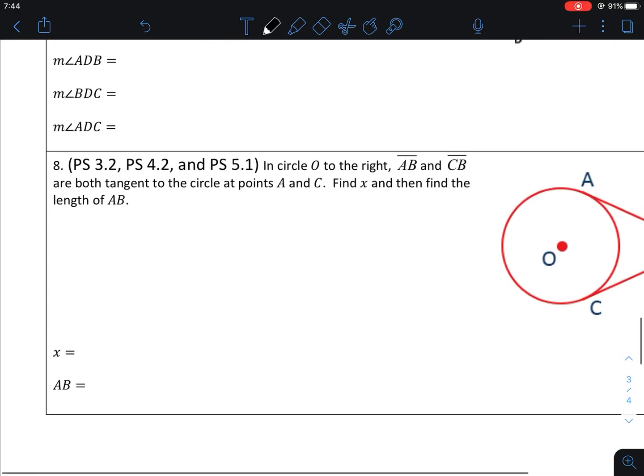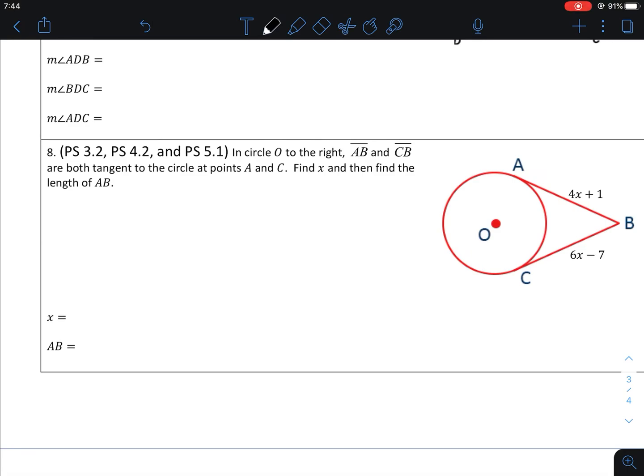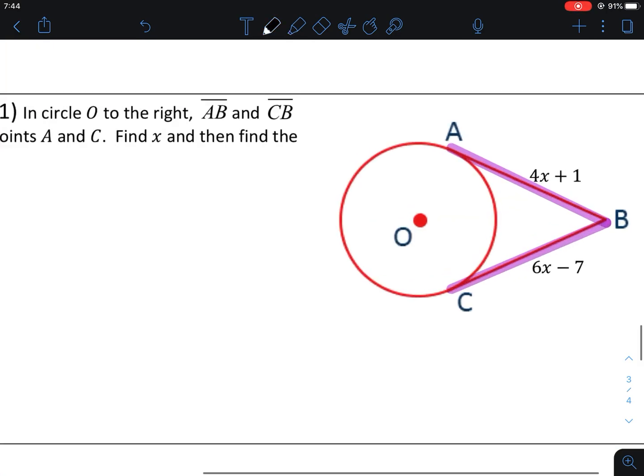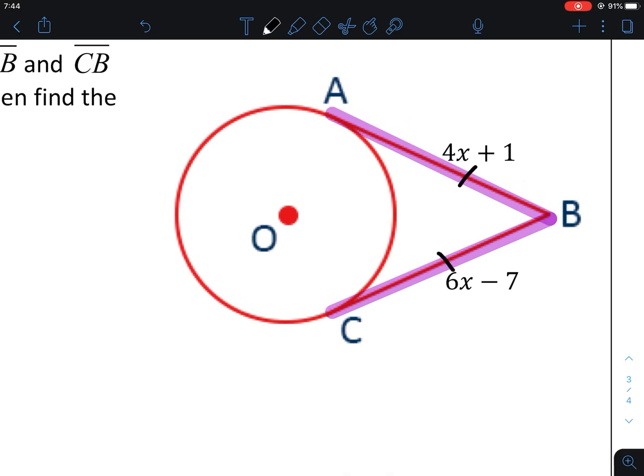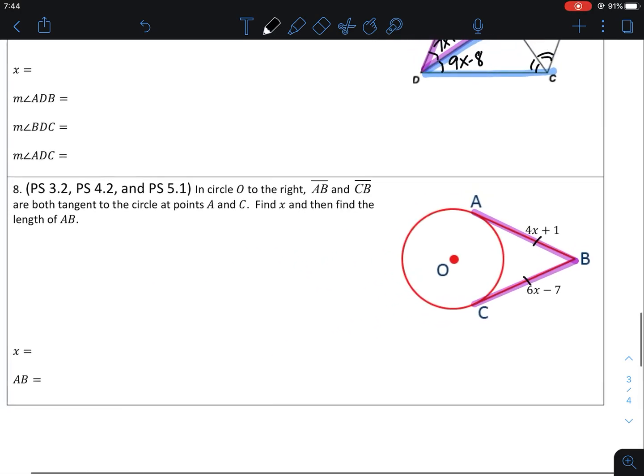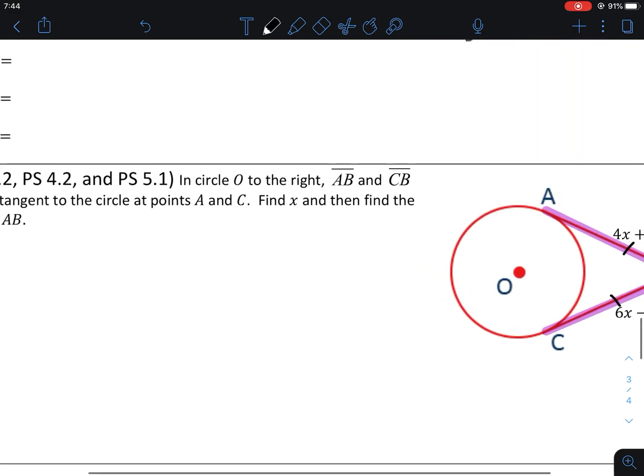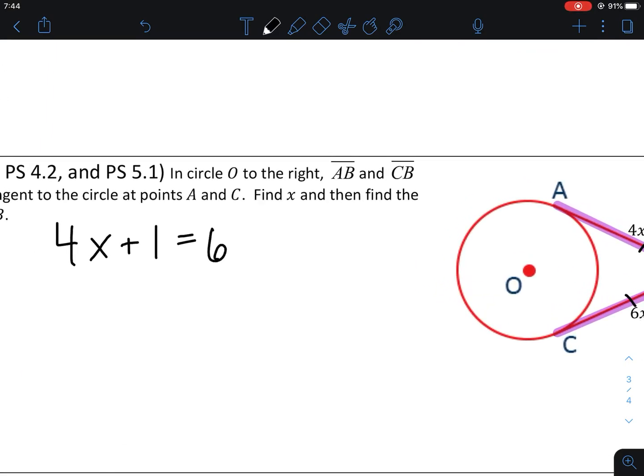For number 8, same idea. In circle O to the right, AB and CB are both tangent to the circle at points A and C. So remember, our two tangent theorem, or our tangent segment theorem, says that when two line segments are tangent to a circle and meet at an external point, then those two segments are congruent. Therefore, AB is congruent to CB, and we can write the equation that tells us that 4x plus 1 is equal to 6x minus 7.